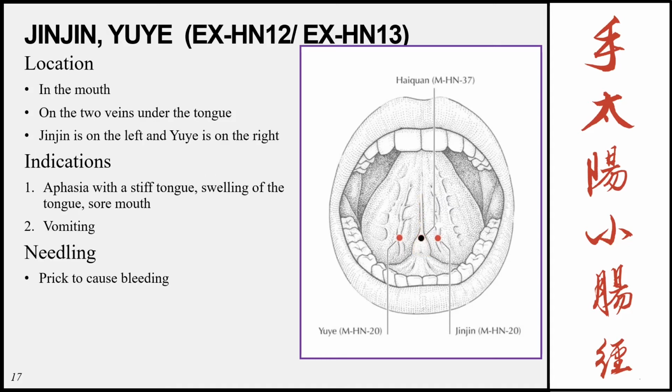The next point is actually a combination of 2 points. These are Jinjin and Yuye, EXHN12 and EXHN13, and this point is also located in the mouth on the 2 veins under the tongue. Jinjin is on the left, over here, and Yuye is on the right, over here. These 2 points can be used for aphasia with a stiff tongue, swelling of the tongue or sore mouth. It can also be used for vomiting, and these 2 points are also not needled. We only prick these points to cause bleeding.